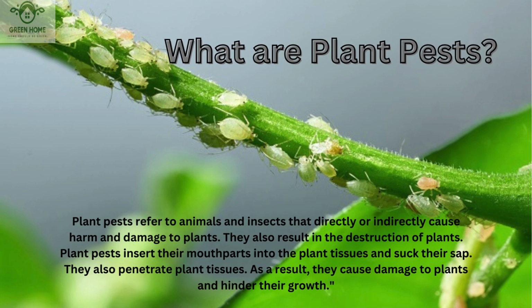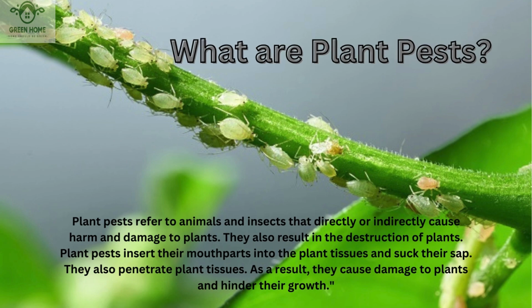What are plant pests? Plant pests refer to animals and insects that directly or indirectly cause harm and damage to plants. They also result in the destruction of plants. Plant pests insert their mouthparts into the plant tissues and suck their sap. They also penetrate plant tissues. As a result, they cause damage to plants and hinder their growth.